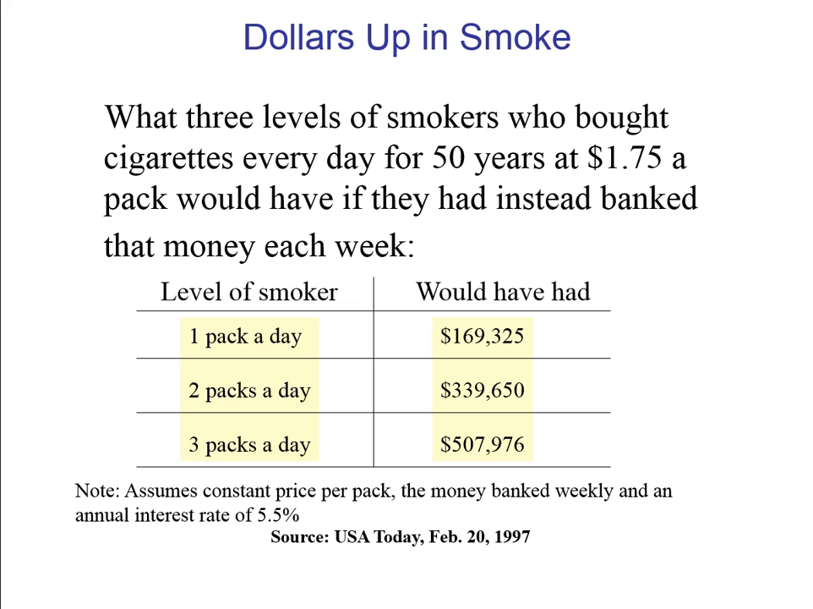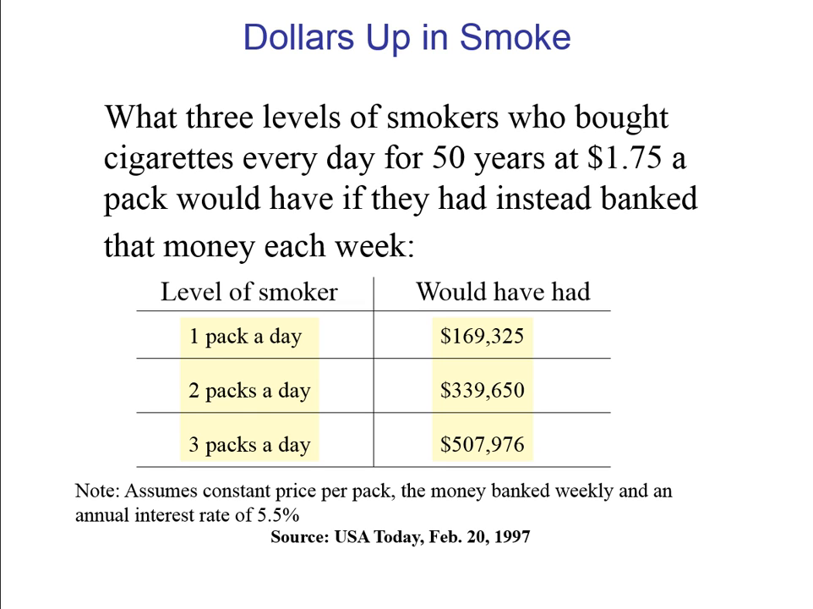So the table here shows 3 levels of smokers. The one who smokes 1 pack a day with 5.5% interest can save up to $169,325. Level 2, with 2 packs a day, will save up to $339,650. Level 3, with 3 packs a day, will save up to $507,976.